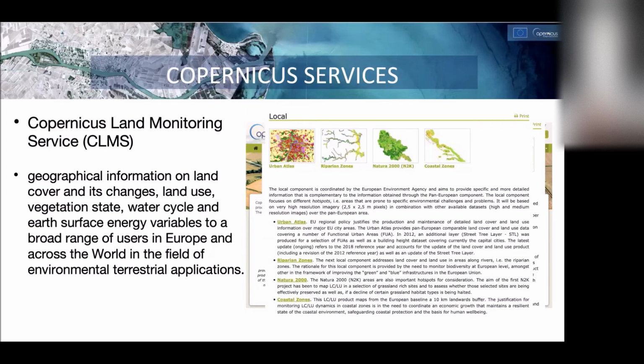Same thing about coastal zones. I believe that's a fairly new one, but we're looking at the 10-kilometer buffer around the European coastal area, because that is a fragile area. There's a lot of change going on there, and there's a lot of protection that needs to be happening. So these data sets are used to help out with that.